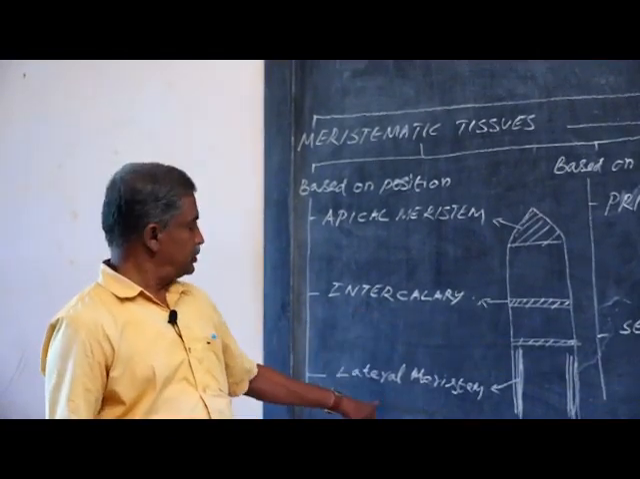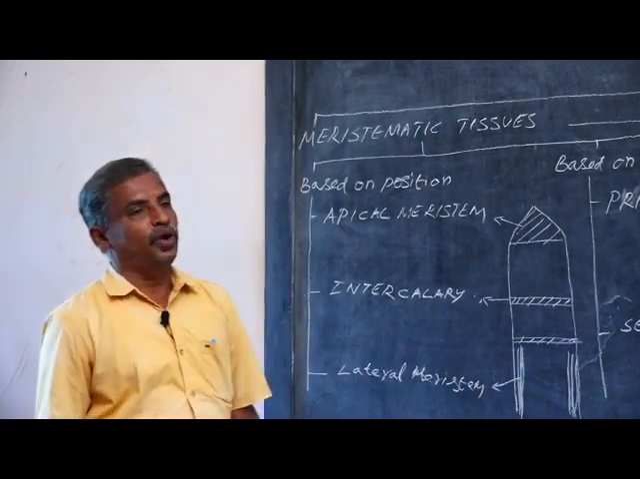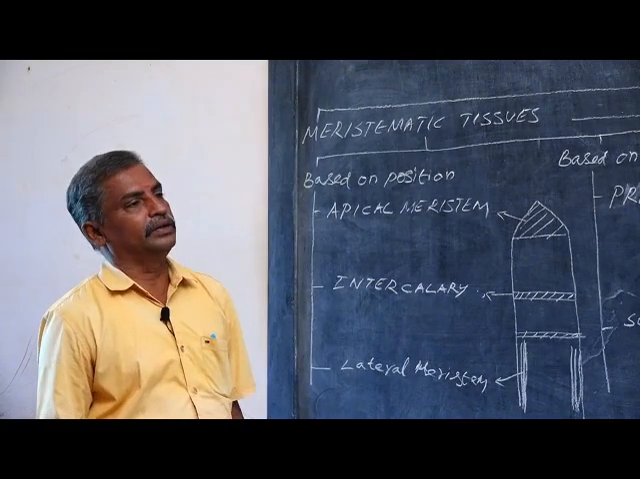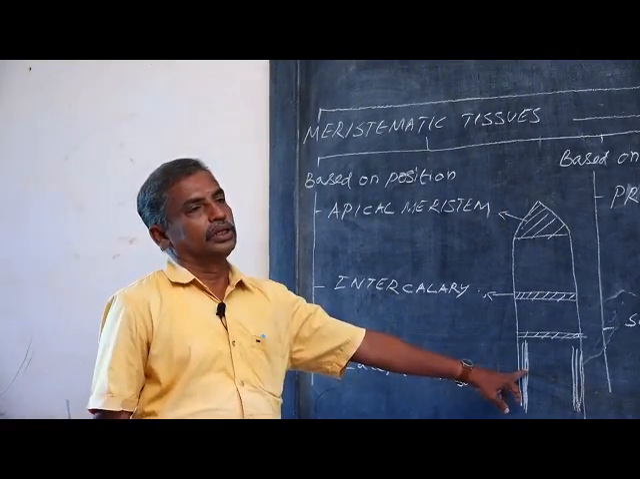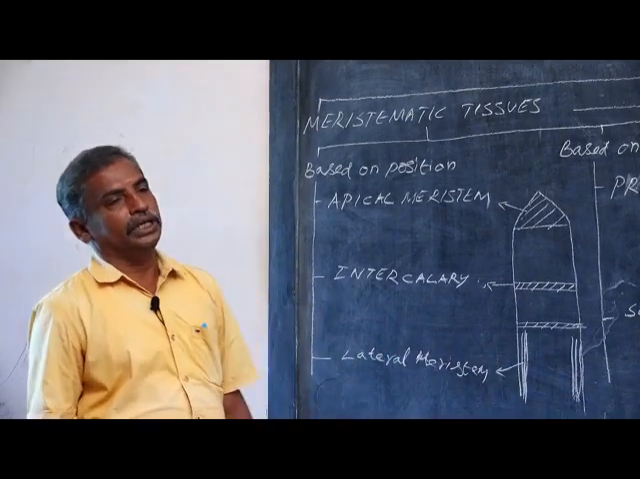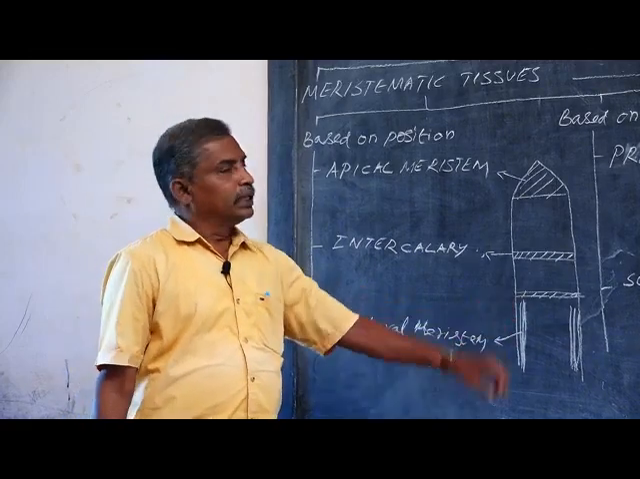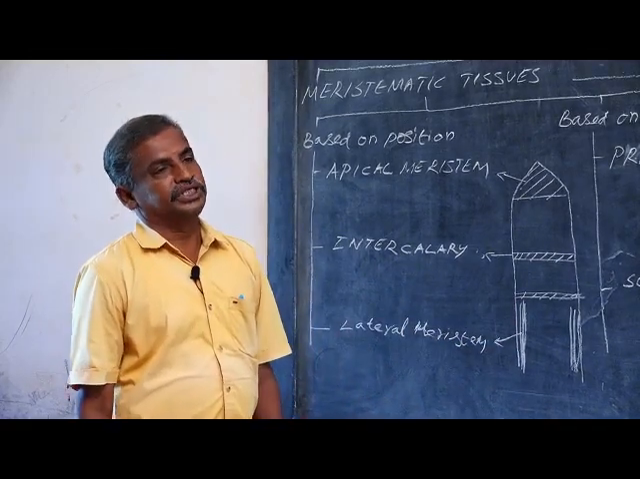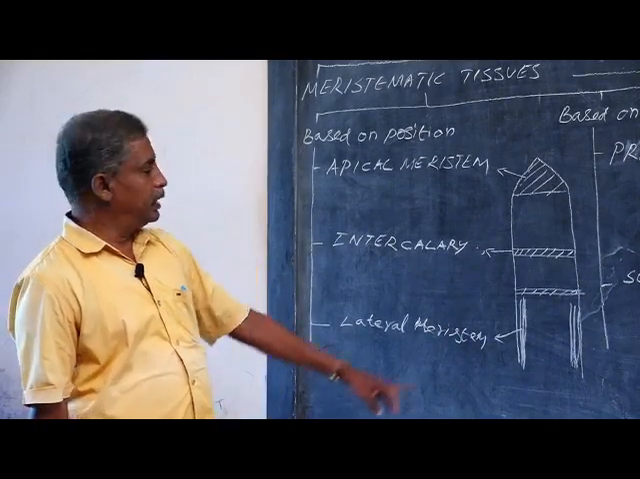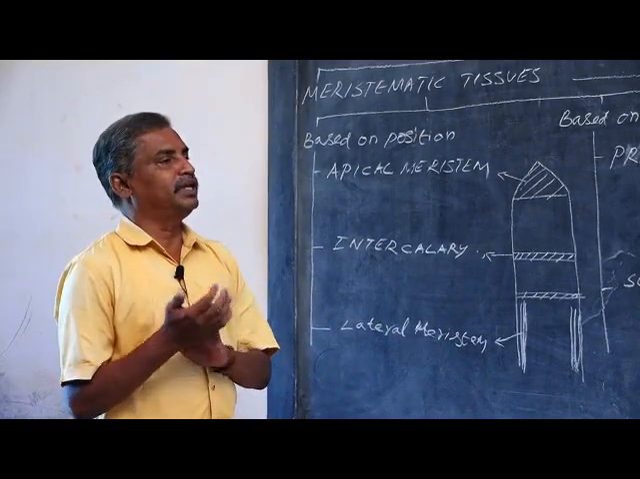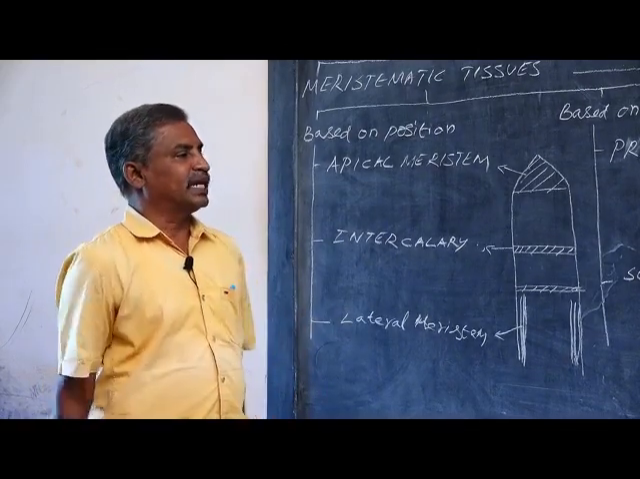Then the next meristem is the lateral meristem. Lateral meristems are the meristems found in the lateral side of the plant. This meristem undergoes continuous division and produces new cells, which are responsible for the diameter of the stem or the diameter of the root, which increases the circumference of the plant. So, lateral meristem is a very important meristem, responsible for the circumference of the plant.